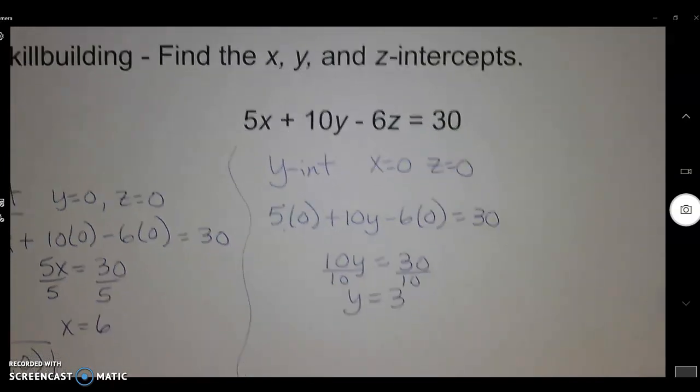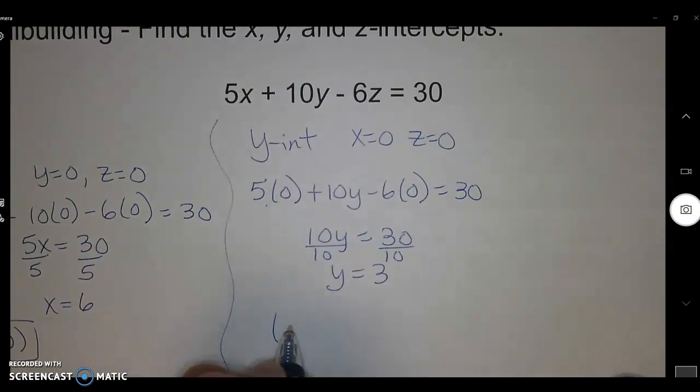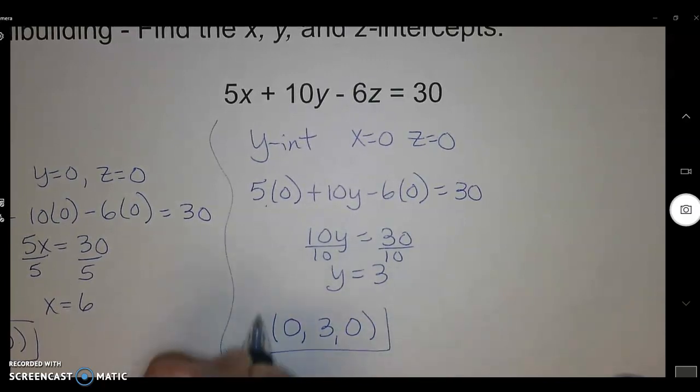Again, we want to write it as an ordered triple. So y is in the middle, x, y, z. X is 0, y is 3, z is 0.